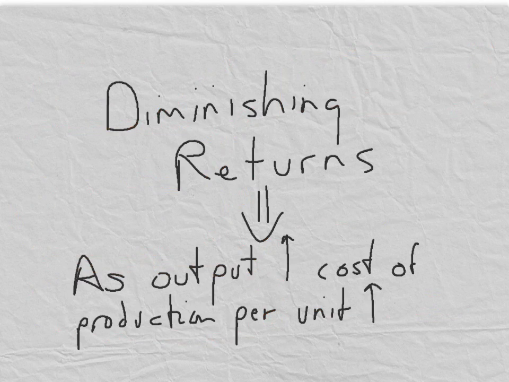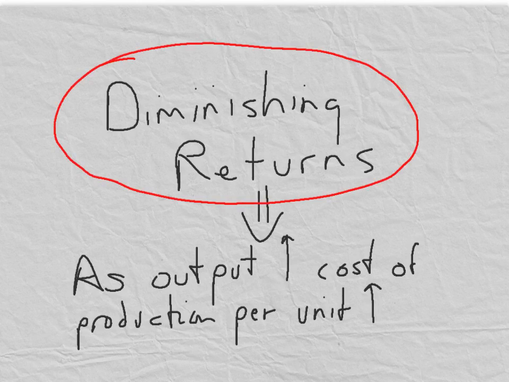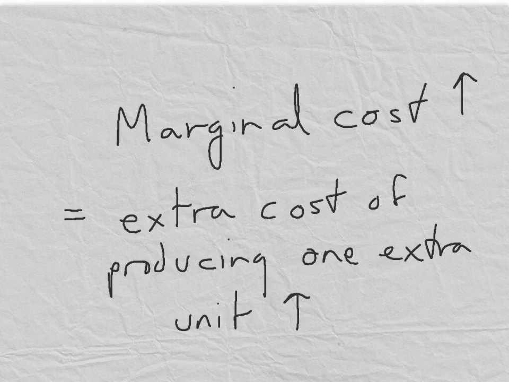So, when producers increase their production in the short run, when they try to produce more goods and services, they run across an effect called diminishing returns. They find that as they increase their output in the short run, the cost of production of each unit goes up slowly as they increase the output. This is called diminishing returns.